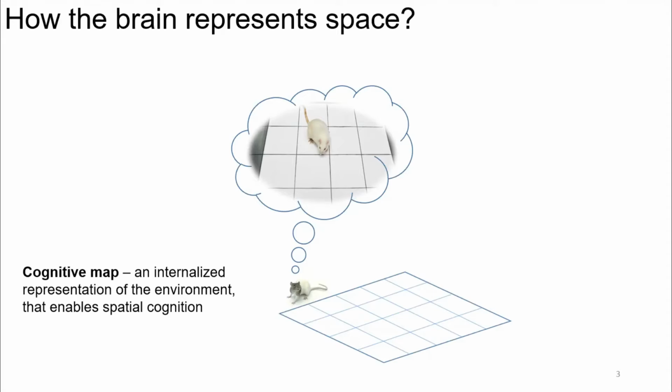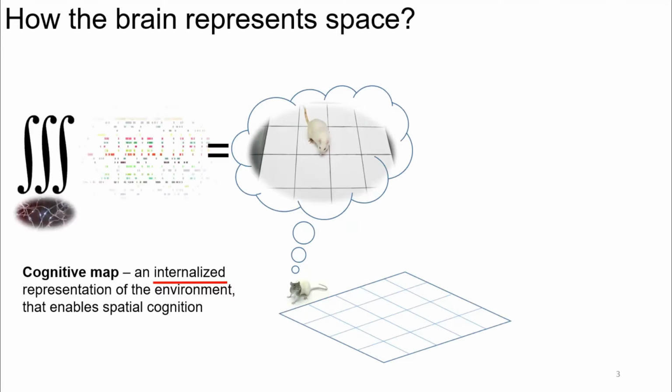The key concept is the concept of cognitive map, by which we understand an internalized representation of the environment that enables spatial cognition. Now, the key word here is internalized. What we mean by this is that spatial representation is not a reaction of the brain to sensory inputs. Spatial representations emerge from endogenous dynamics and neural activity of a complex nexus of networks in different parts of the brain.